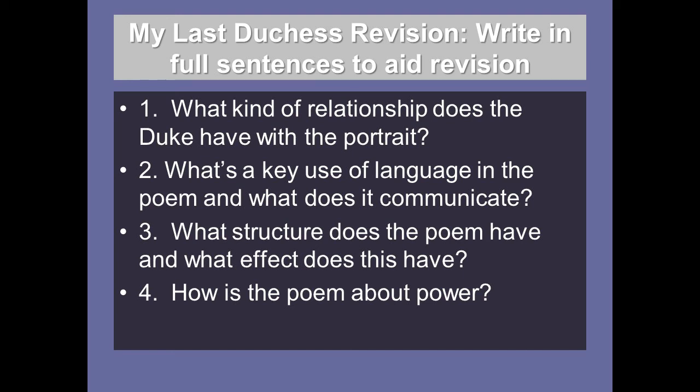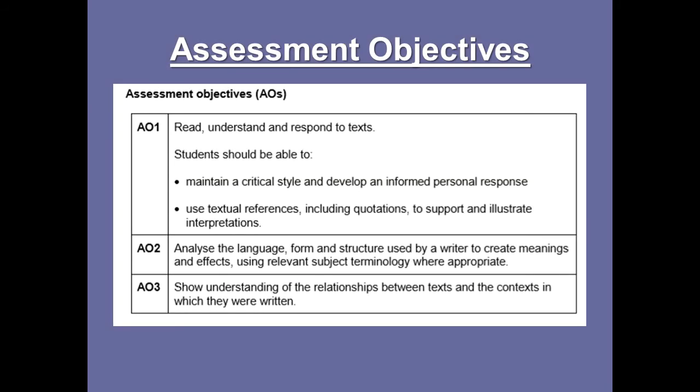2, what's the key use of language in the poem, and what does it communicate? You should know a few key quotes from that. We've spoken about those with the flashcard that we've looked at. You should be able to recall those. 3, what structure does the poem have, and what effect does it have? What does it reflect about the Duke, the way that the poem's written? And think carefully about how this poem is about power, and how that's a key theme in the poem, because the likelihood is, if you get My Last Duchess, you're going to be asked about how power is explored in the poem. I'll leave you with the assessment objectives.